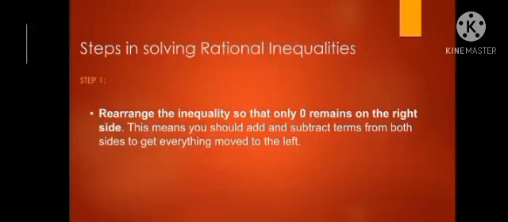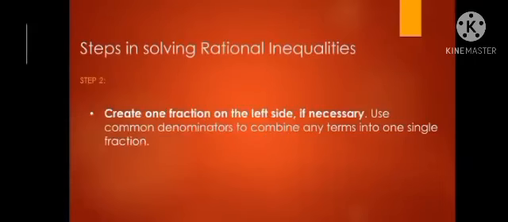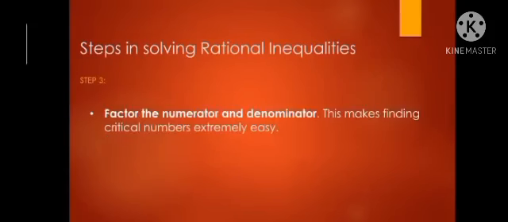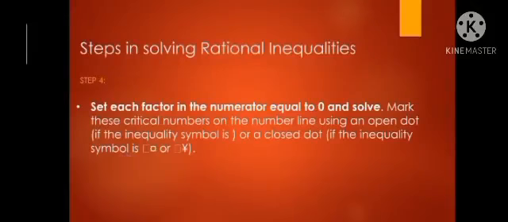Step 1. Rearrange the inequality so that only 0 remains on the right side. This means you should add and subtract terms from both sides to get everything moved to the left. Step 2. Create one fraction on the left side. If necessary, use a common denominator to combine any terms into one single fraction. Step 3. Factor the numerator and denominator. This makes finding the critical numbers extremely easy.